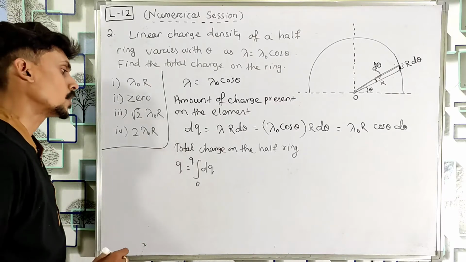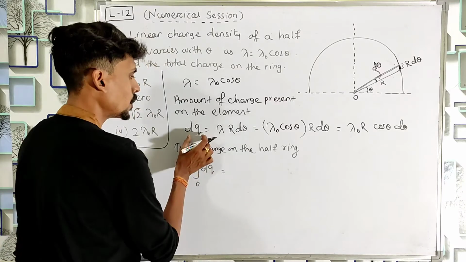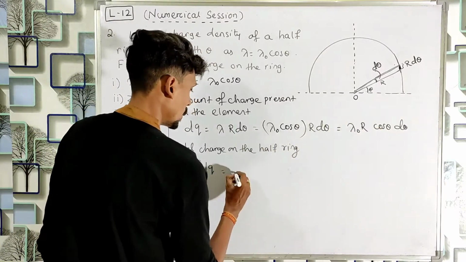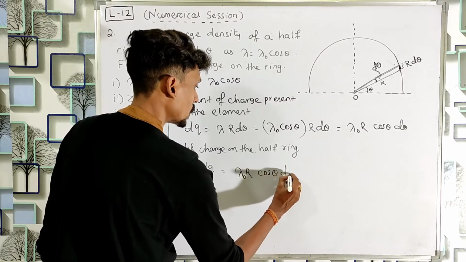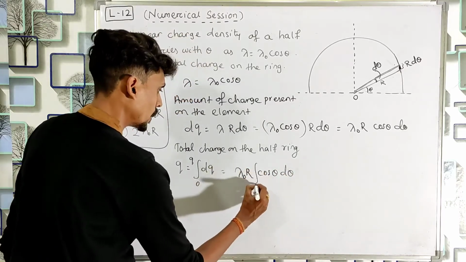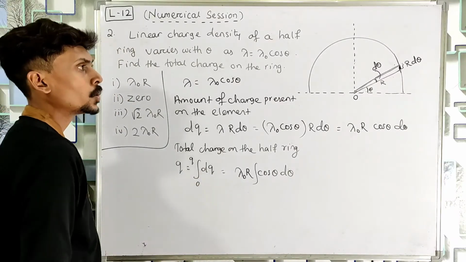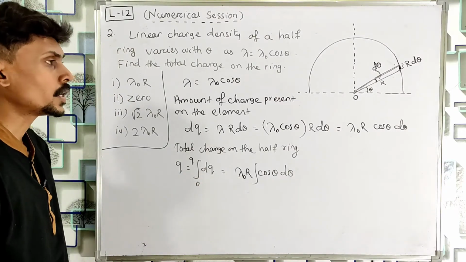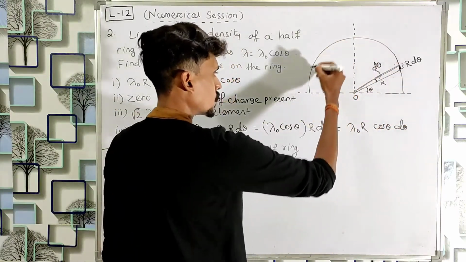Integration of dq from 0 to q is equal to, in place of dq, you can put lambda naught into r cos theta d theta, and you can take these two terms outside because they are constant quantities. And what will be the limit of theta here? You can choose the element starting from this point up to this point.